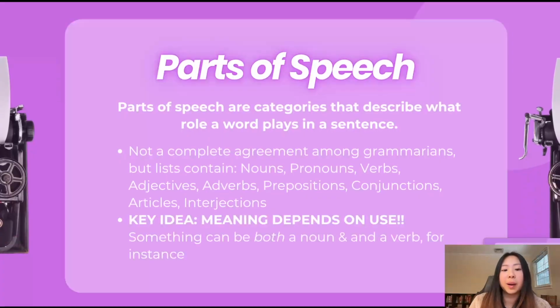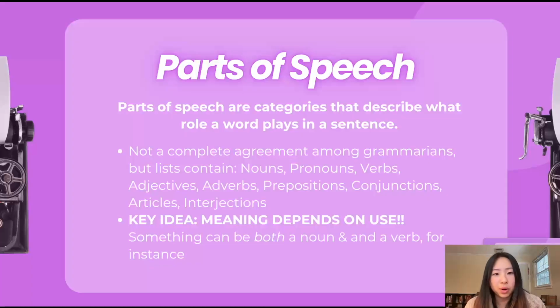So when we talk about grammar, we often hear parts of speech. And parts of speech are basically categories that describe what role a word plays in a sentence. There isn't a complete agreement among grammarians on the exact number of or names of the parts of speech, but most lists typically include nouns, pronouns, verbs, adjectives, adverbs, prepositions, conjunctions, articles, and interjections.